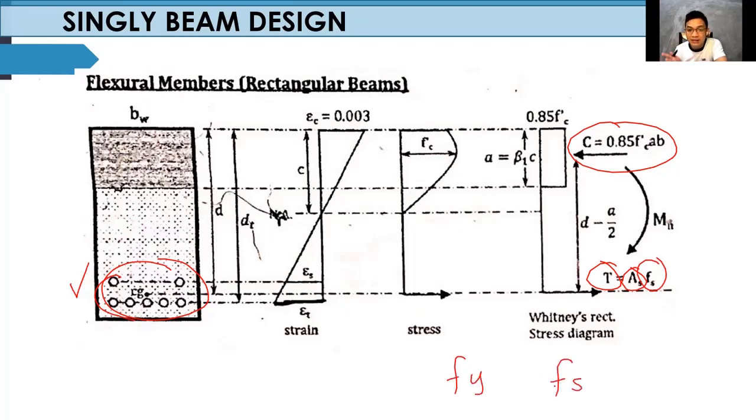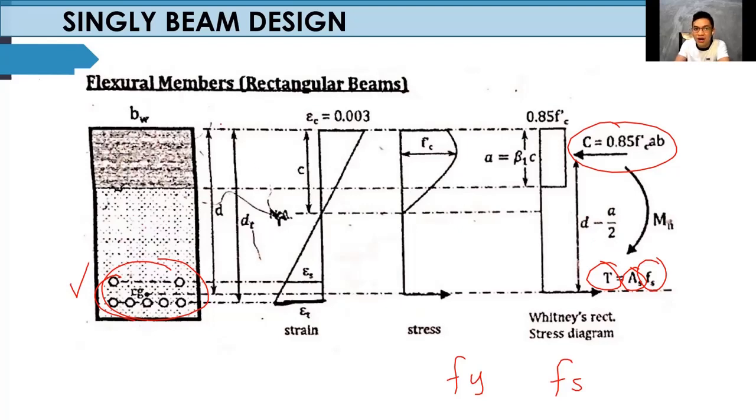That is the strength of our reinforcing bar. No, Fs ng 415, 275 MPa, megapascal, yun yung strength ng ating steel itself. Okay? So therefore, balance na yung ating equation. Diba? So what is the distance between the two? That is D minus A divided by 2.